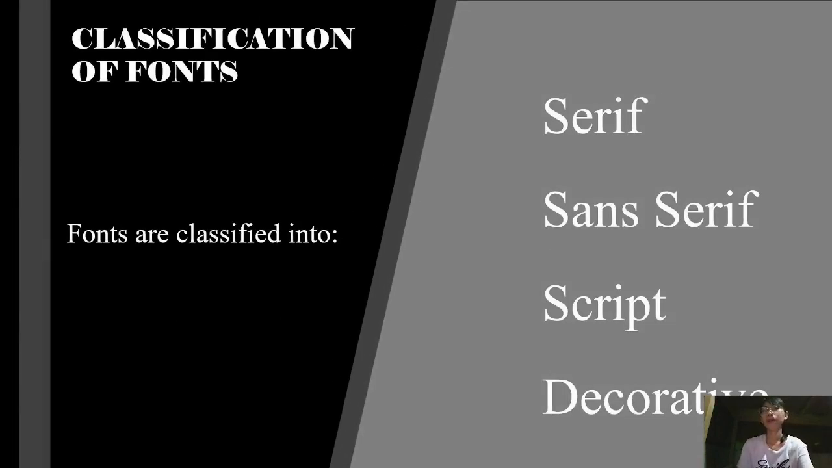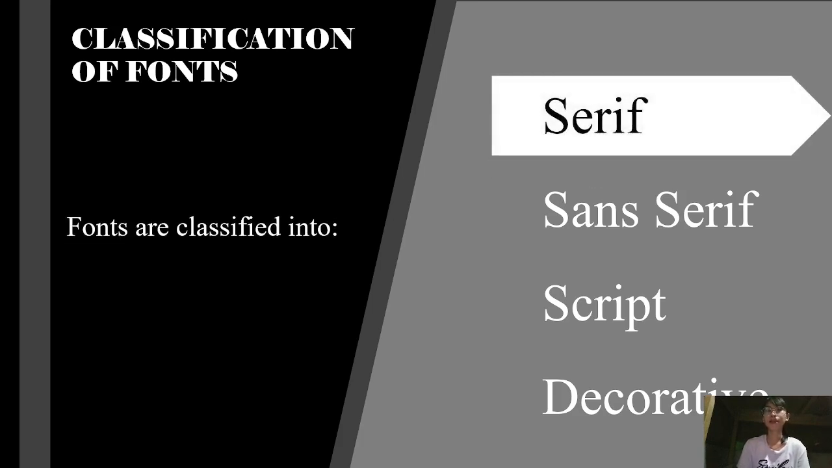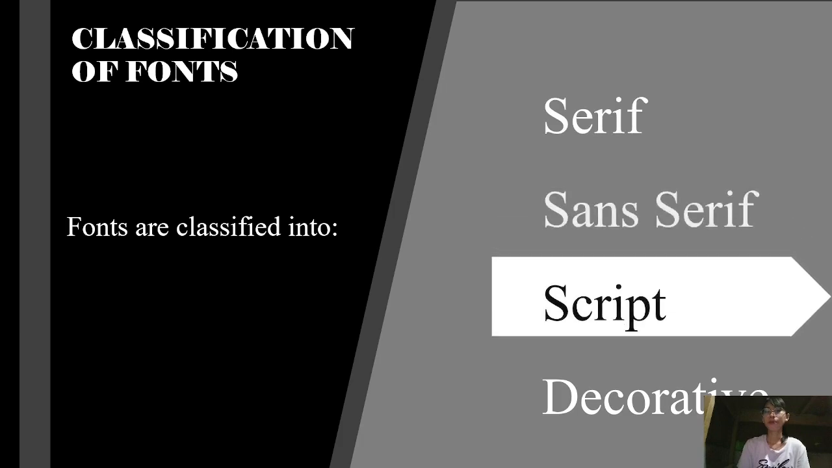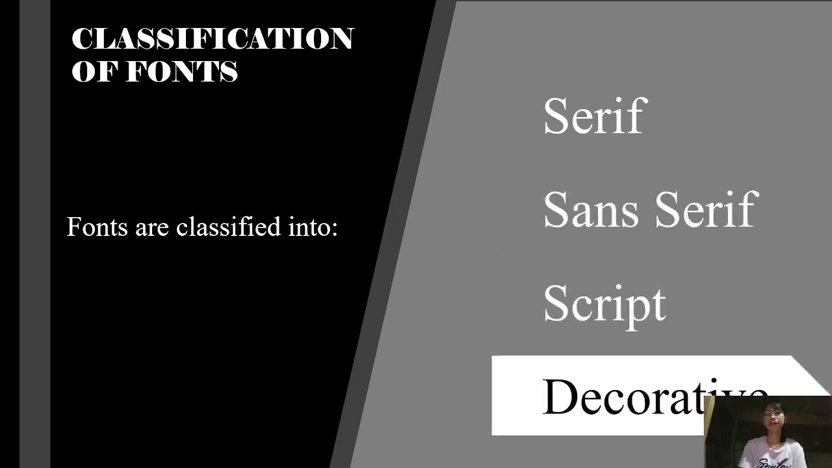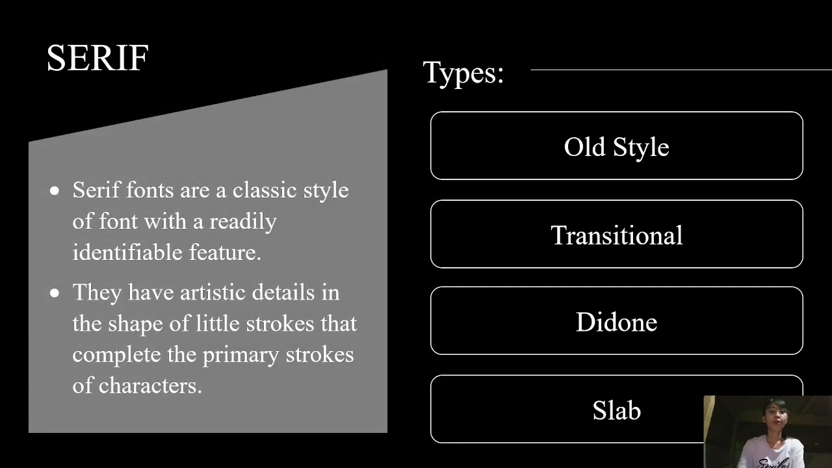Let's talk about the classification of fonts. There are 4 classifications of fonts: the serif, sans serif, the script, and the decorative. Let's first start with the serif. Serif fonts are a classic style of font with a readily identifiable feature. These fonts have artistic details like little strokes or extensions at the edge of each letter.